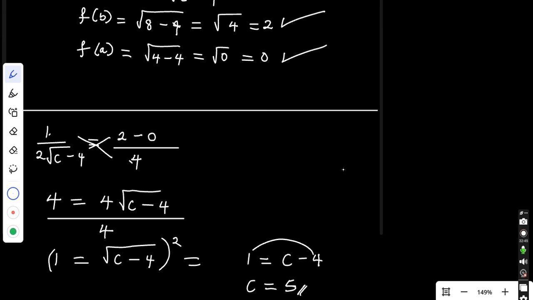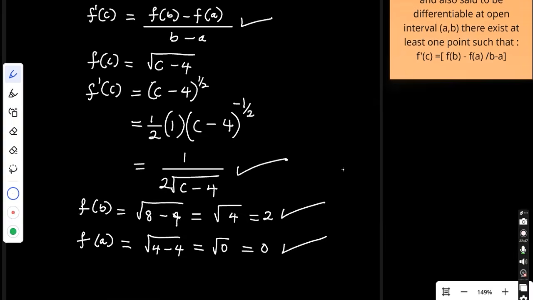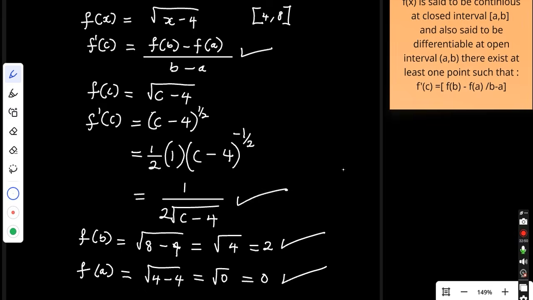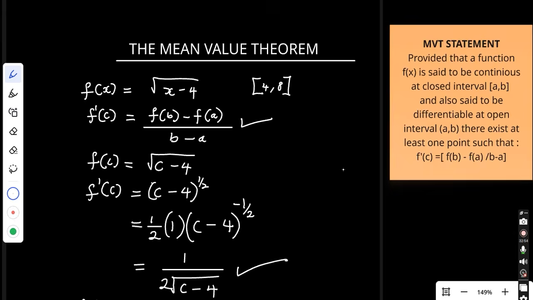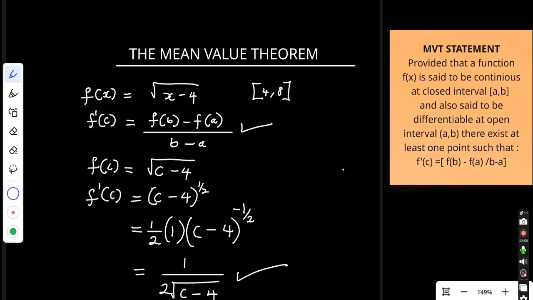Now there's a pattern which we've been following all the while. If you notice, our values of c are always between this interval. So that's something which you need to take note of for exam purposes. Your values of c would be between the interval of a and b, provided that this function satisfies the mean value theorem.